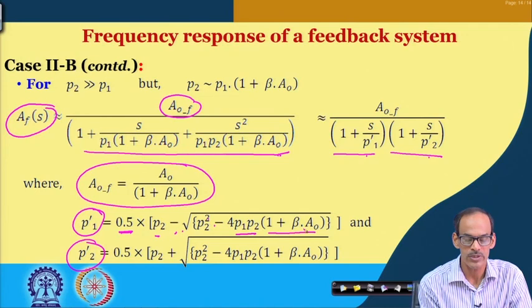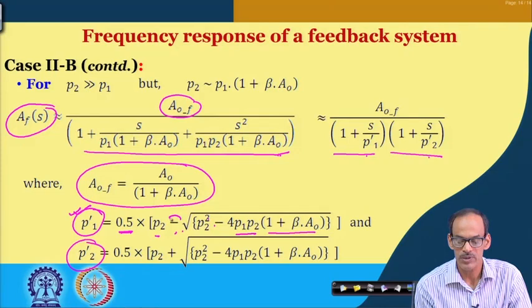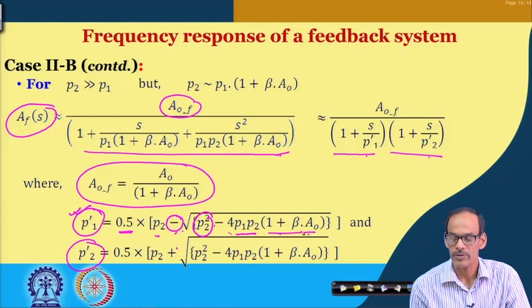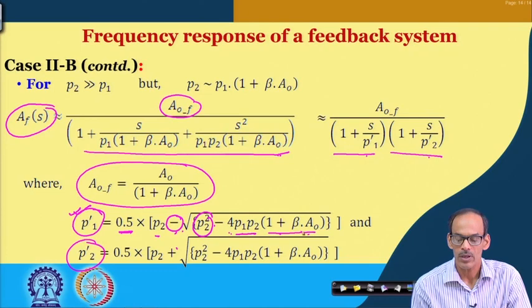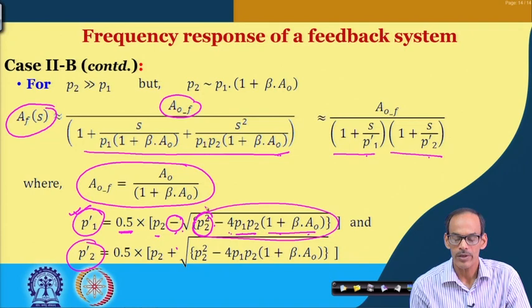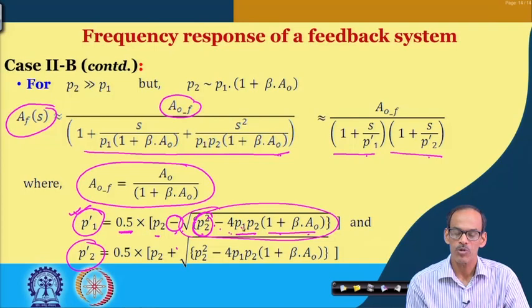The other one is the same except for this sign; instead of minus it will be plus. So, based on the relative value of p 2 square and 4 p 1 p 2 multiplied by 1 plus beta into a naught, we may get this part either real or imaginary, depending on the relative value of the positive part and negative part.